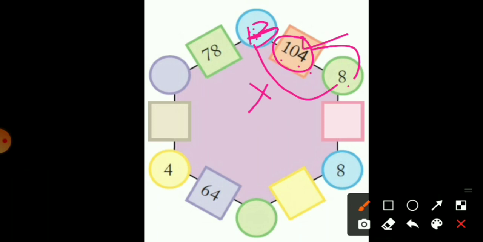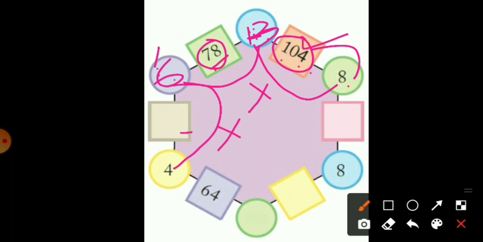Now here another circle is blank, but the square is filled. So what do we have to do? We have to divide 78 by 13. As you know, 13 times 6 is 78. So write here 6. Now the square box is blank. It's very easy, just multiply the circles. 6 times 4 is 24. So now it is filled.